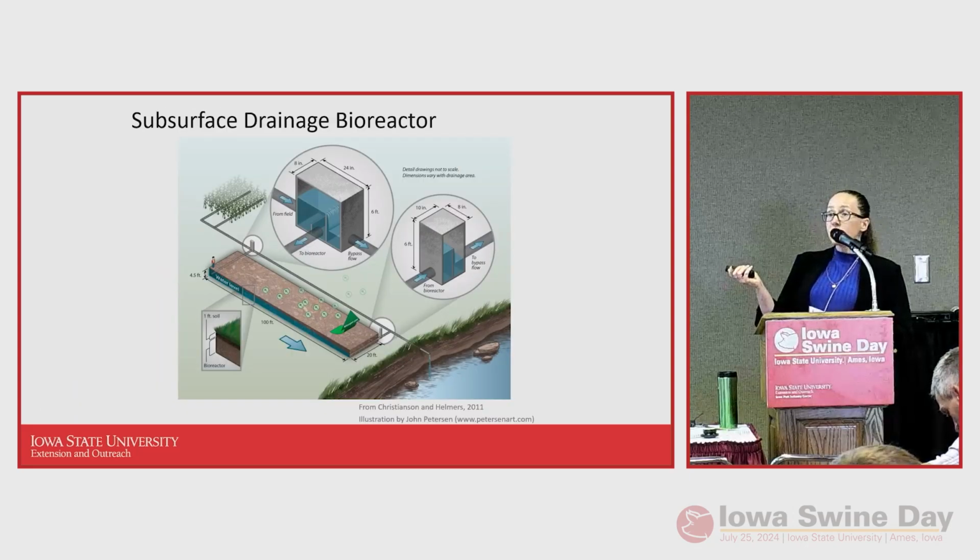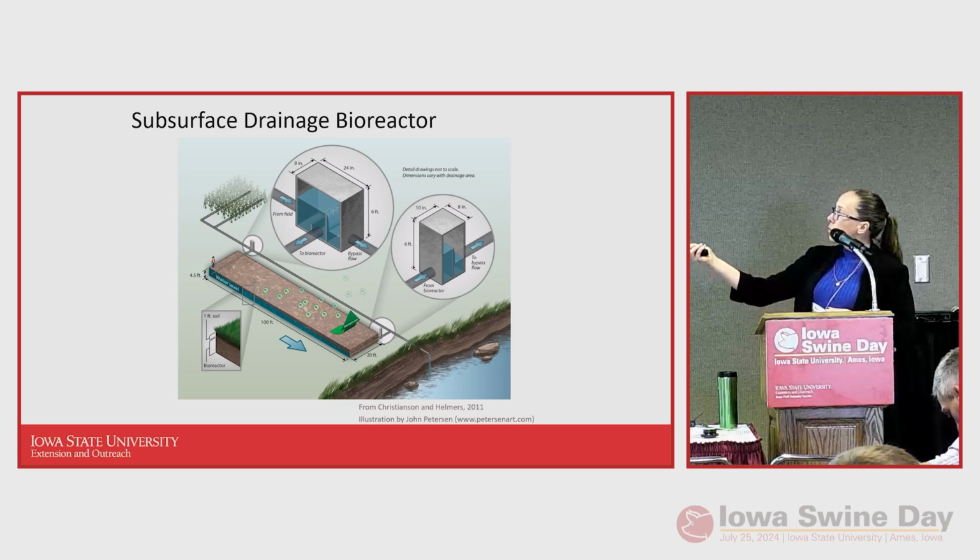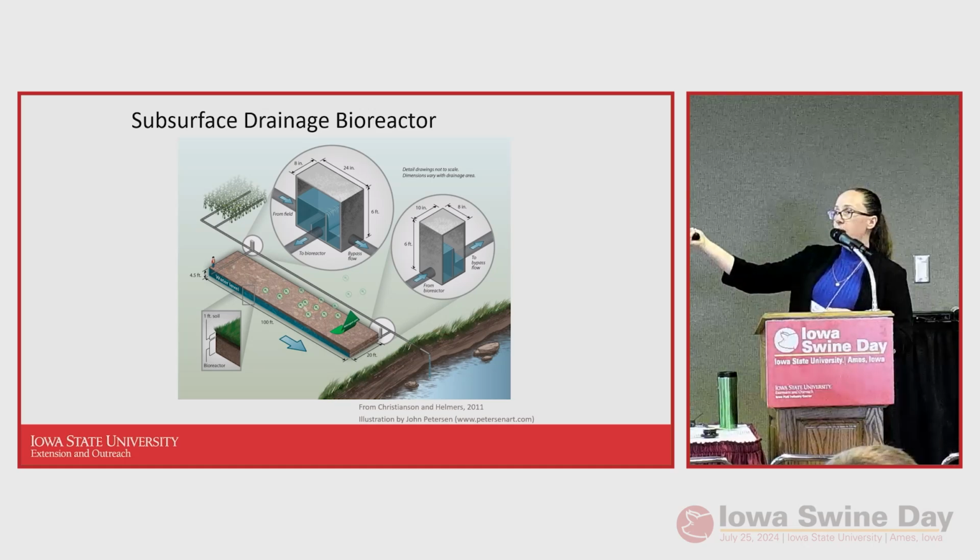A bioreactor, or you may hear it called a wood chip bioreactor, is a pit that's dug in the ground. It's approximately 20 feet wide, 100 feet long, and maybe 4 or 5 foot in depth, that's then filled with wood chips. We add in another control structure along this line here, and we divert some of that tile water into this upper portion of the bioreactor.